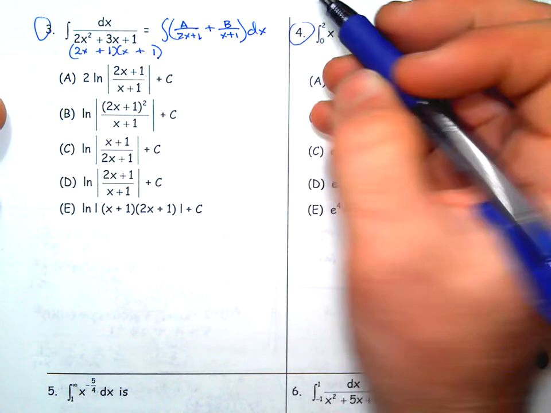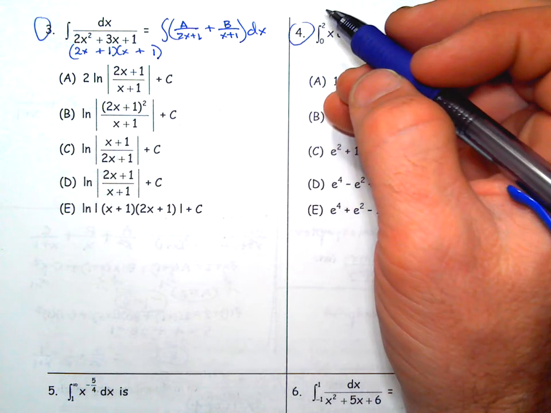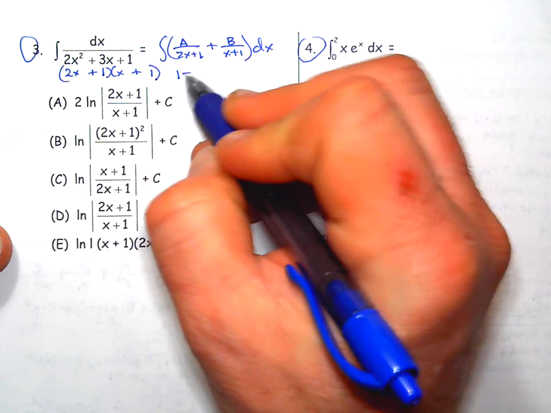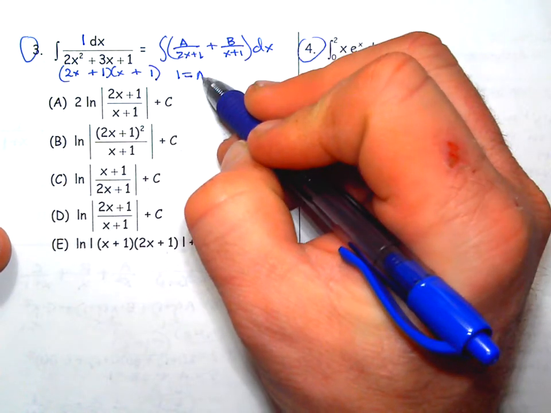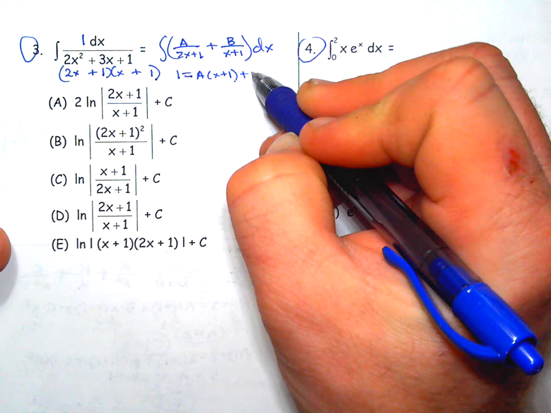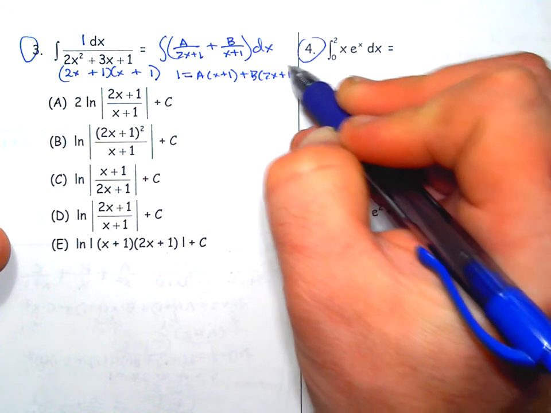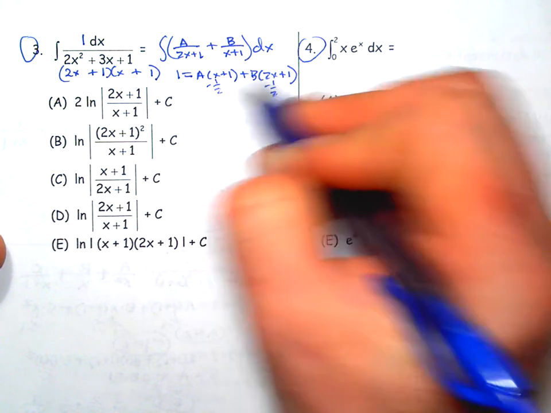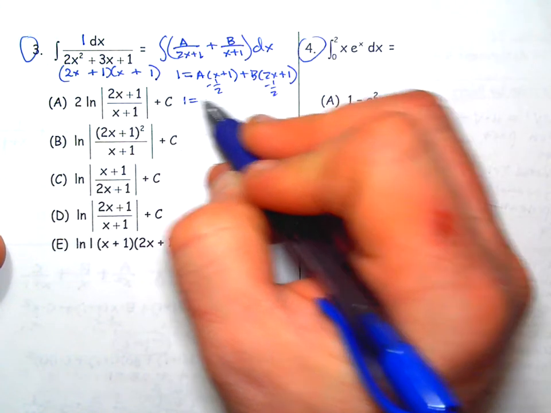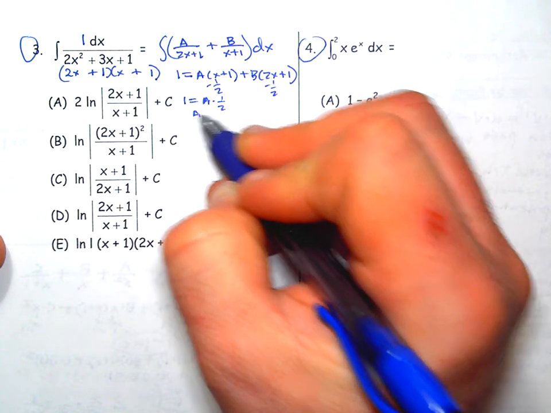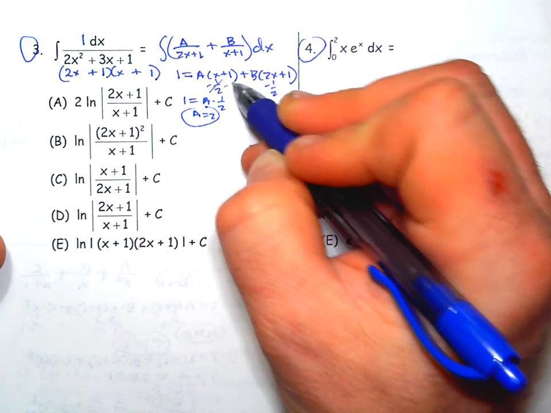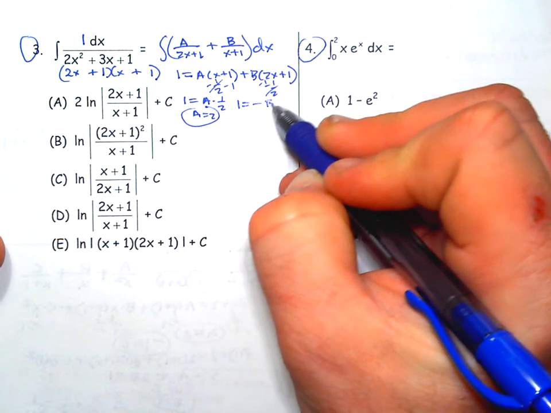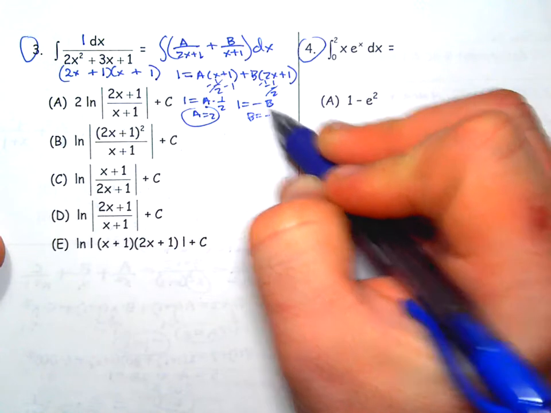And so we're going to have to find those coefficients. So we're going to multiply through by the least common denominator. The top is a 1. Equals a times x plus 1, plus b times 2x plus 1. And I'm going to plug a negative 1/2 in to make the b's go away. I get 1 equals a times 1/2. So a equals 2. Then I'm going to plug a negative 1 in so that the a's go away, and I get 1 equals negative b. So b equals negative 1.